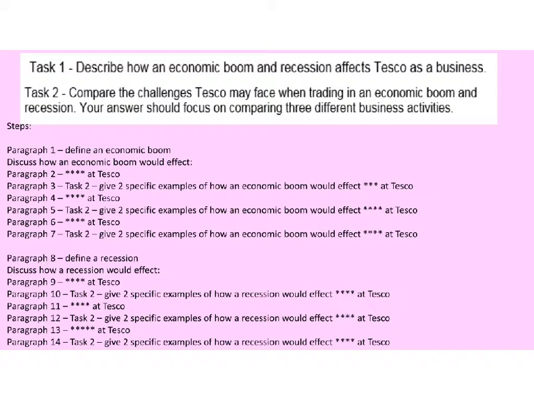Basically, it just tells you how to go through each paragraph. The first 7 relating to booms, the last 7 referring to the recession, and then you need to give me where I've put the stars, different areas in which a boom would affect Tesco. So you need to talk about 3 for a boom and then the same 3 for a recession, so how they'd be affected.